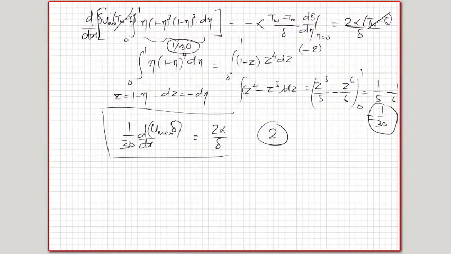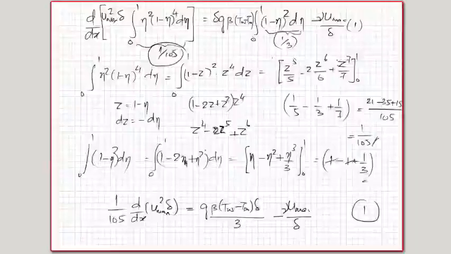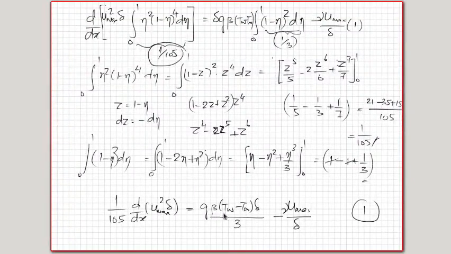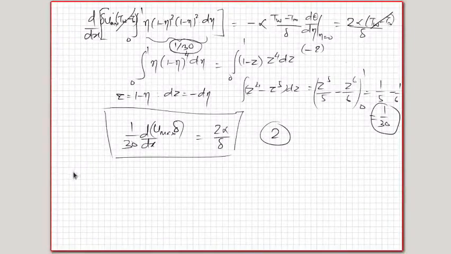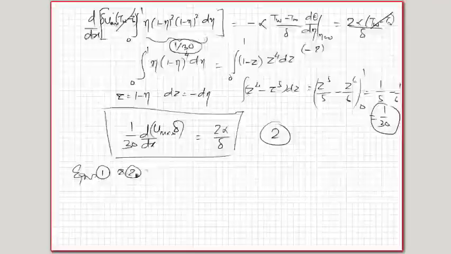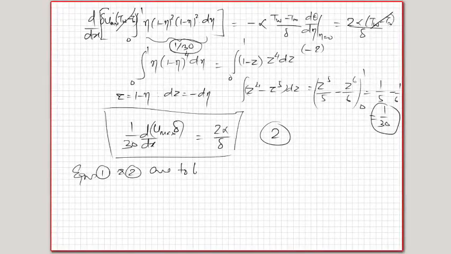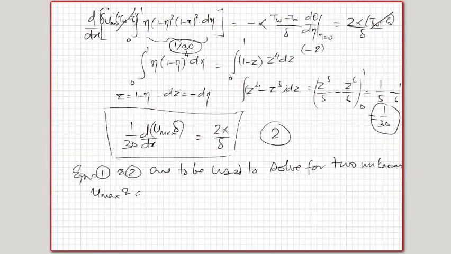Let me bring the equation number 1 forward. So that is this 1 by 105 into U max squared delta is equal to this. Now, in order to solve for two variables, so equations 1 and 2 are to be used to solve for two unknowns, which are U max and delta. Okay, so there are two options at this point in time for you.